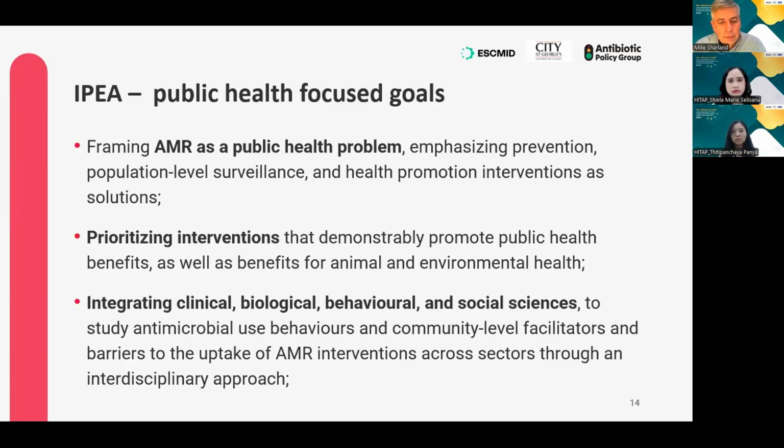So, the recognition of AMR as a complex biosphere issue, I think, is critical to the role of the IPA. And therefore, you need to integrate multiple clinical sciences, biological sciences, behavioral and social sciences, to try and think through what the barriers are and take an interdisciplinary approach. Thanks. Next one.